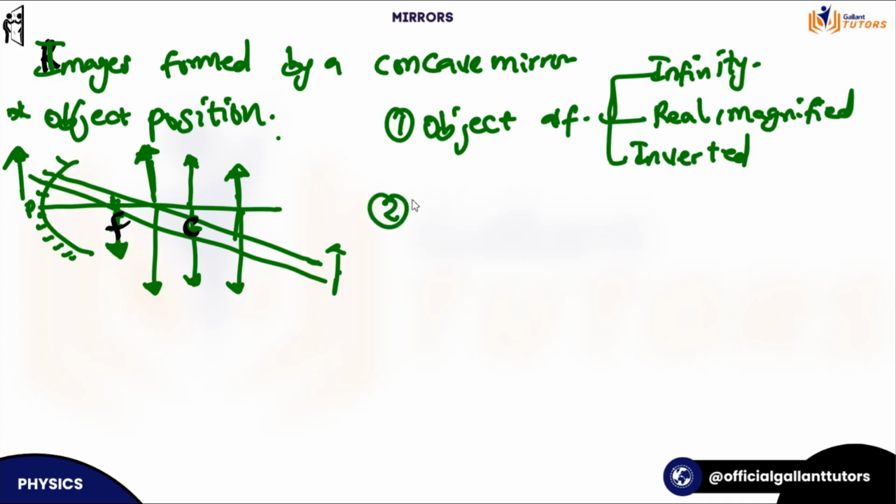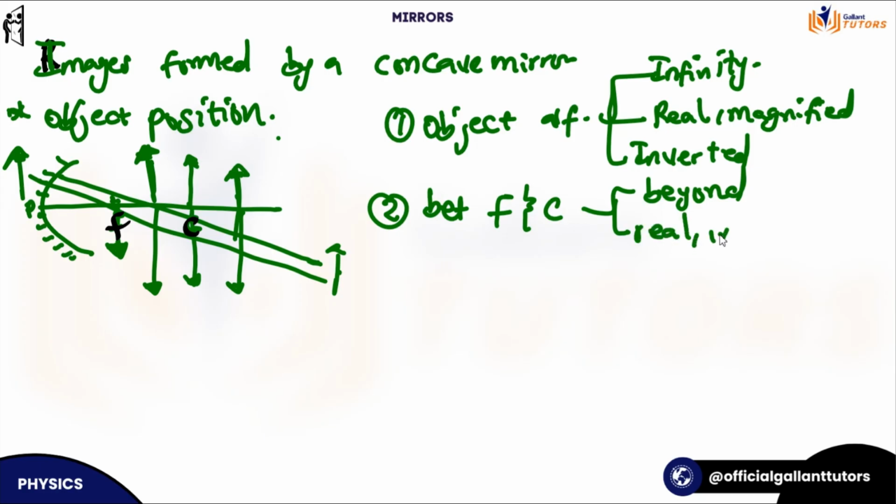The second type of image is formed between F and C. Right? Between F and C. So what kind of image is formed? When it's between F and C, it forms beyond C. The image forms beyond C. It is real. If it's real, then we have to know that inverted has to follow. And what is magnified? Beyond C. And is what? Magnified. Is that clear? All right.